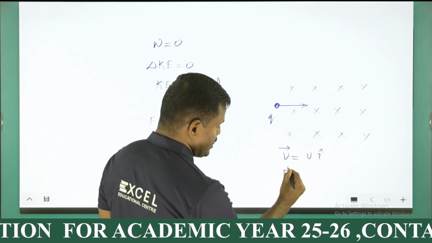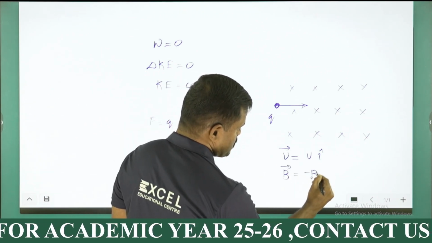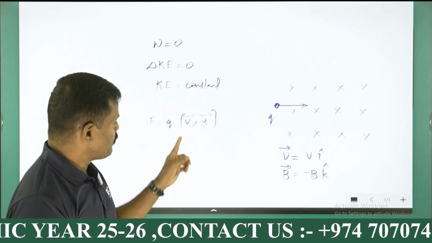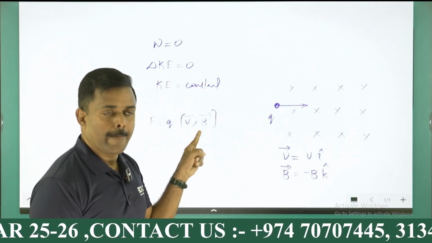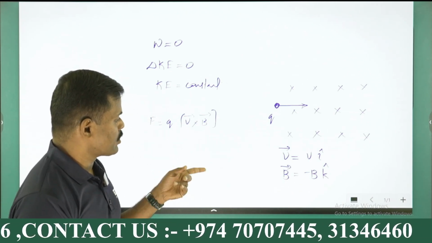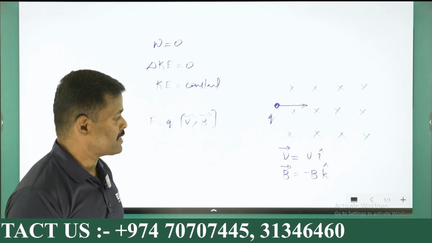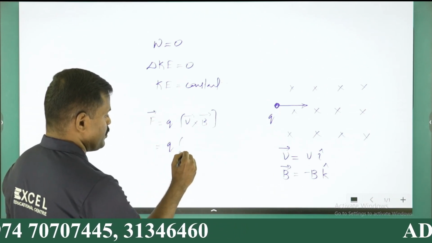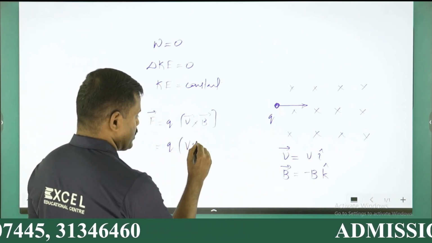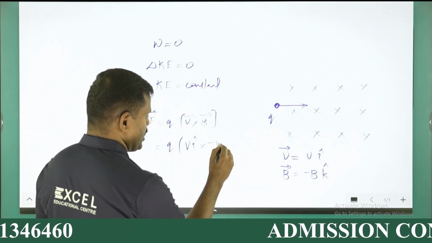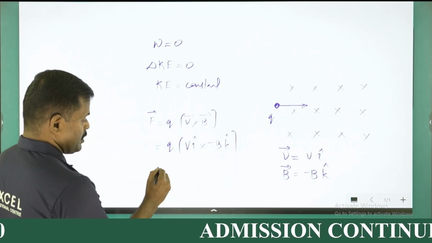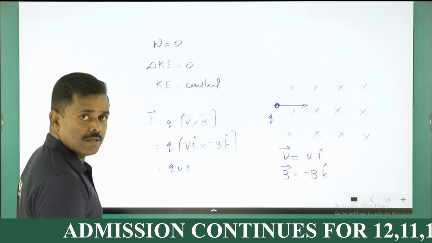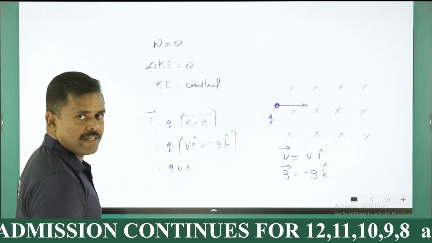So, where is the magnetic field? It is minus B k cap. So, if you put this in here, F is equal to Q into v i cross minus B k. So, this is QvB; I take the numbers out. i cross k is minus j.